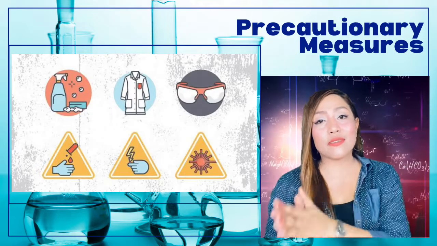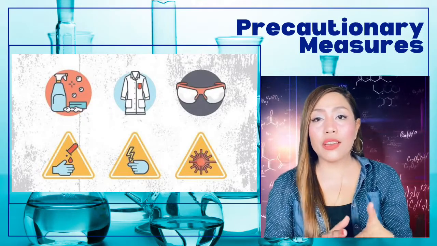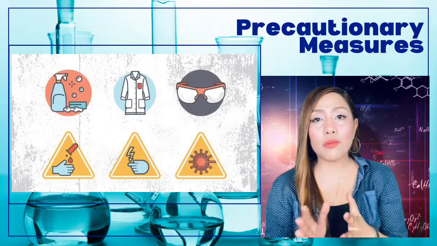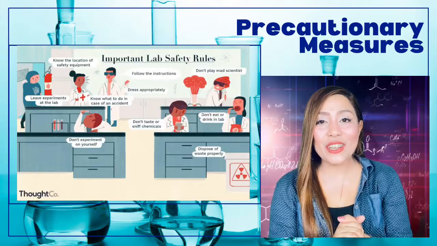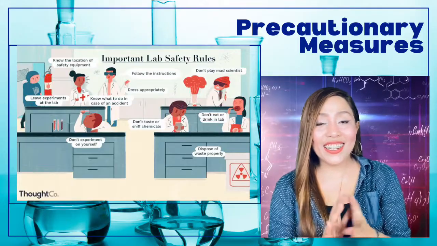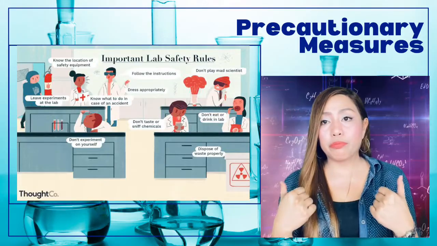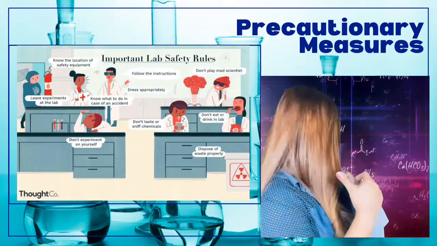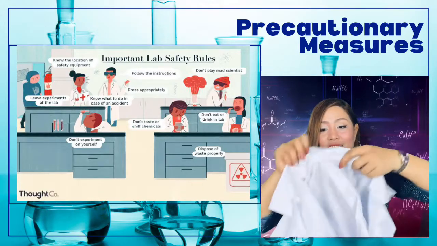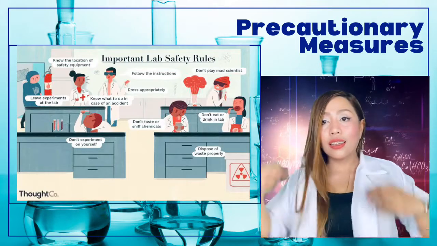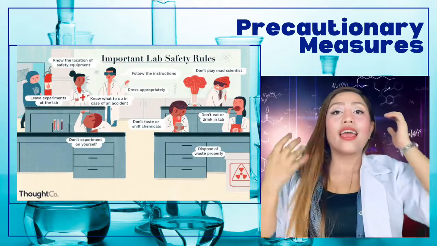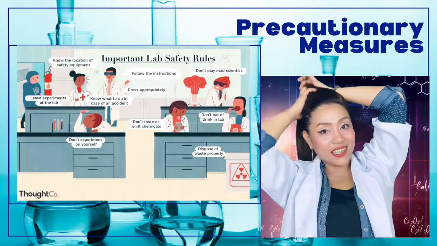Alright, so first things first. Since we will be dealing with chemical reactions, definitely we will be handling chemicals, and so precautionary measures are needed. First, we will be wearing our lab gown. And of course, let's tie our hair.